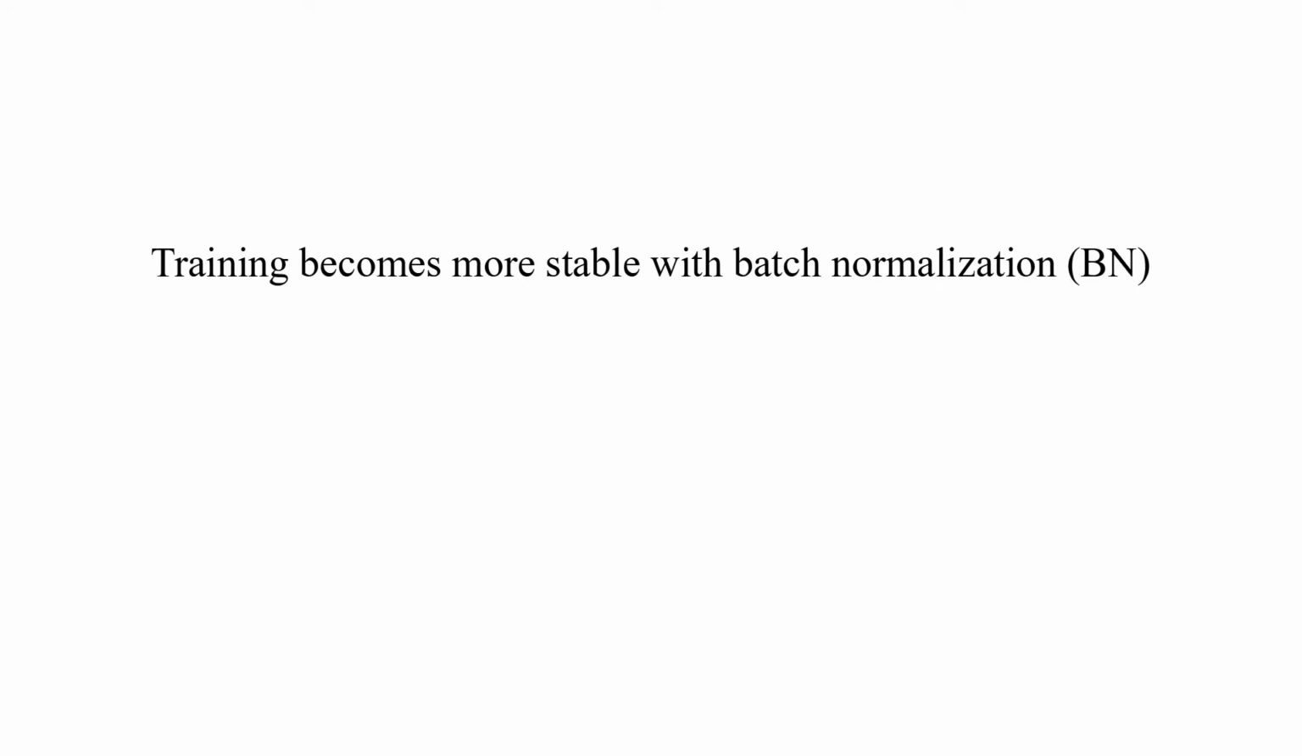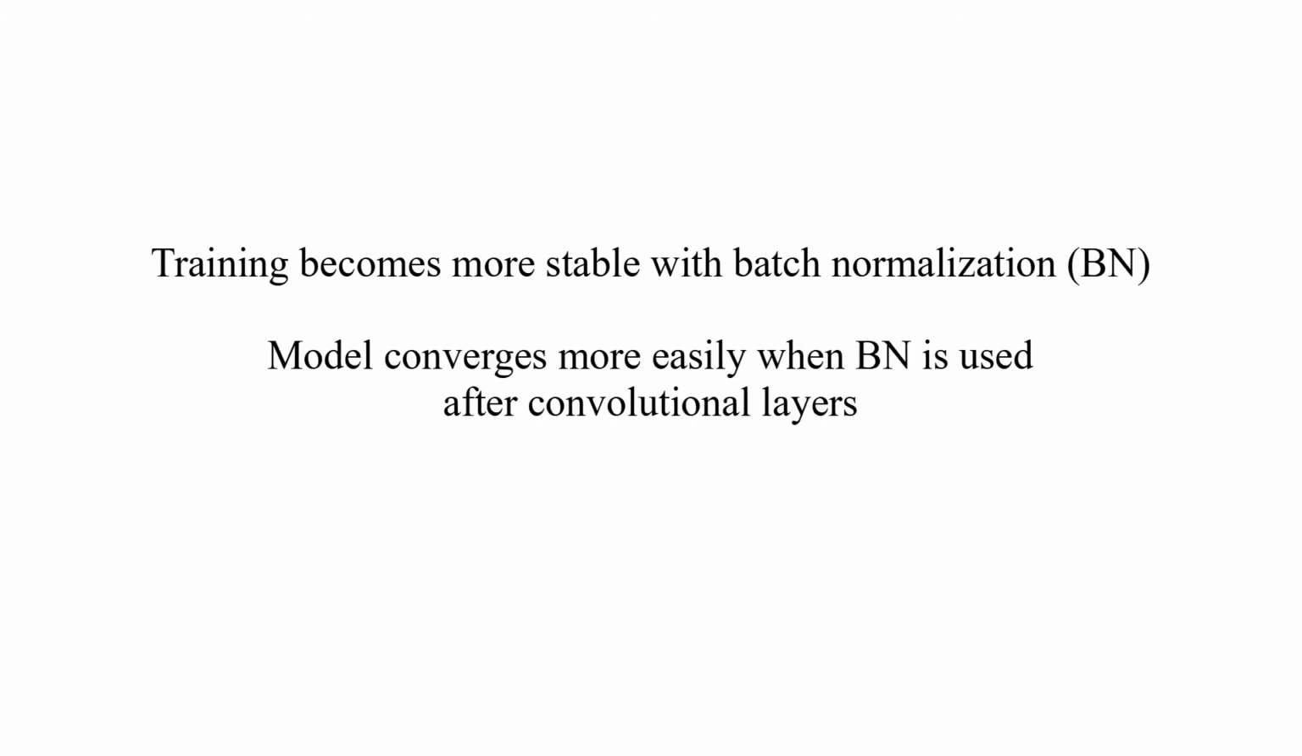Batch normalization. Training becomes more stable with batch normalization. Model converges more easily when batch normalization is used after convolutional layers. Batch normalization also has a regularization effect.